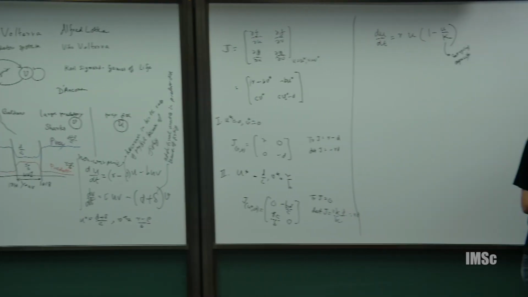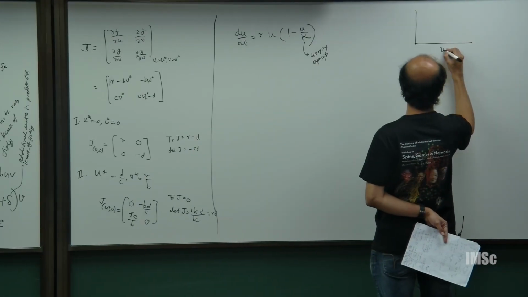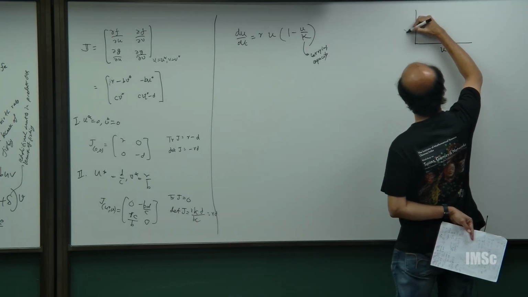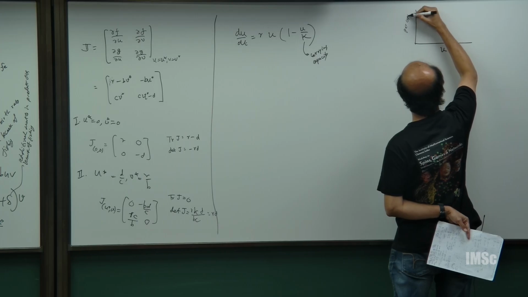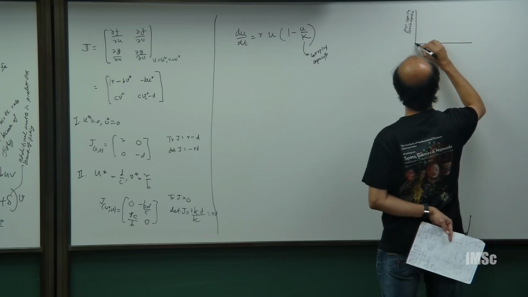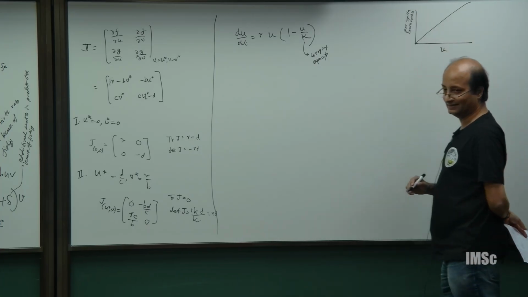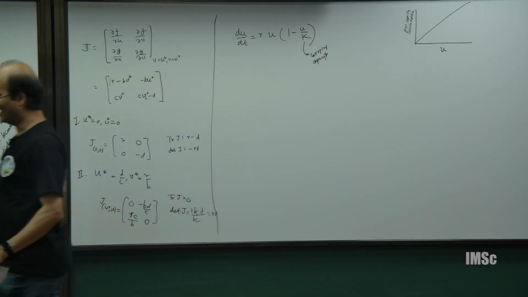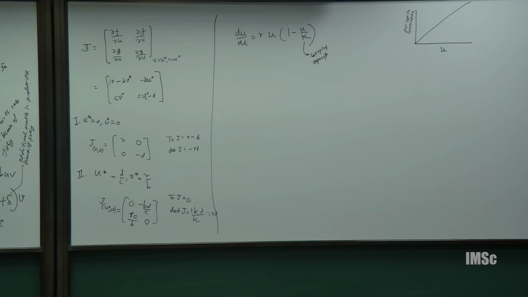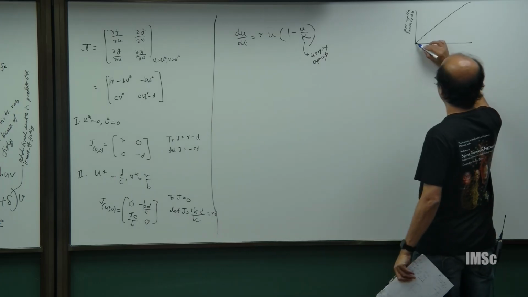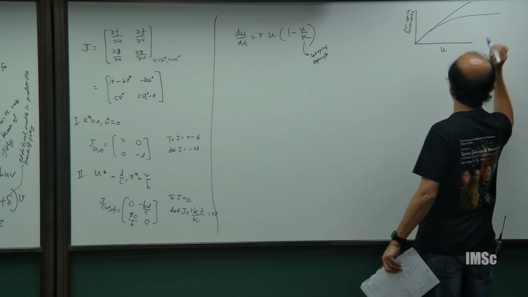So instead of that, if this is how the population of the prey increases, then consider the per capita consumption by the predator. Lotka-Volterra is assuming that it is going up linearly like this. Instead of that, I could argue that it is actually saturating. Initially it is going up linearly, but after a while it is saturating.